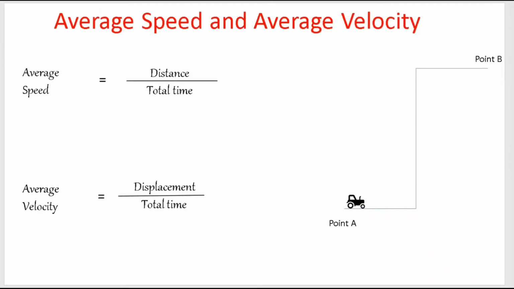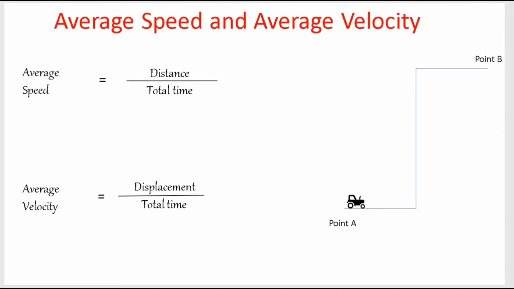Hello learners, in this video we will see the concept of average speed and average velocity. Average speed is related to the total distance divided by the total time, and average velocity is related to total displacement divided by total time. So speed is related to distance and velocity is related to displacement.